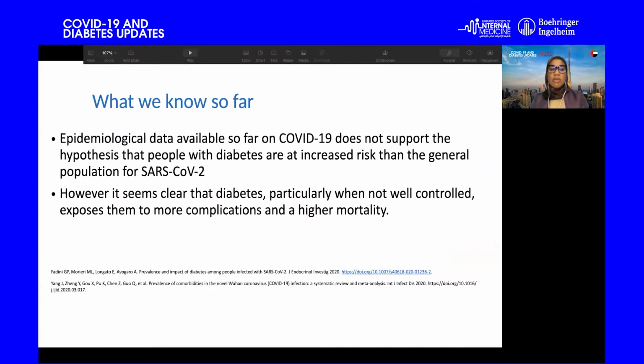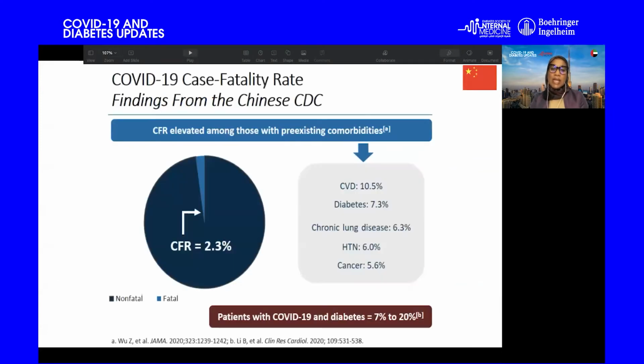So to reiterate then, we know that from the epidemiological data that's available so far, it does not support the fact that people with diabetes are at an increased risk than the general population, but it seems clear now for patients with diabetes, particularly when they're not well controlled, they have got higher risk for complications and a higher mortality.